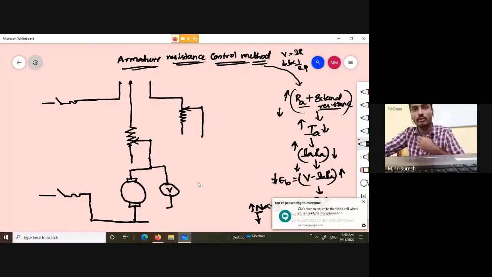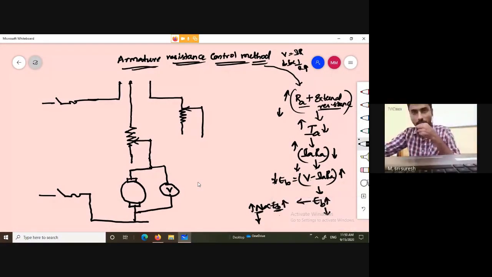Here we are keeping a voltmeter connected in parallel with the armature. Why? Because here we are indirectly varying the EB value. EB value is a voltage value, and it is indicated in the voltmeter only. That's why I have placed the voltmeter here. This voltmeter indicates EB value. Remember this point.